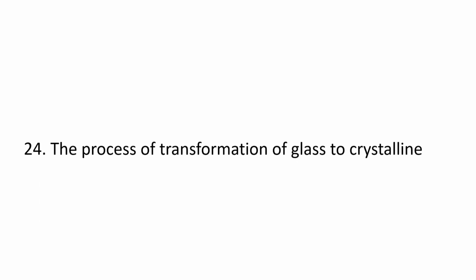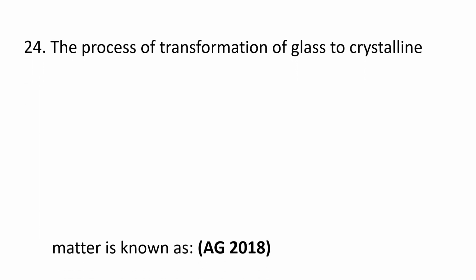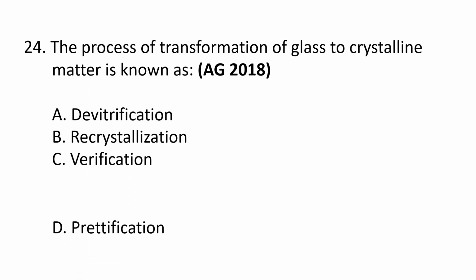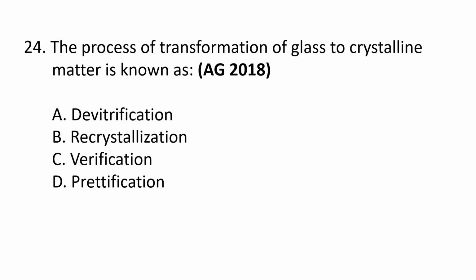So coming to the 24th question. The process of transformation of glass to crystalline matter is known as. So choices are A. Devitrification, B. Recrystallization, C. Verification, D. Petrification. So the correct answer is A. Devitrification.